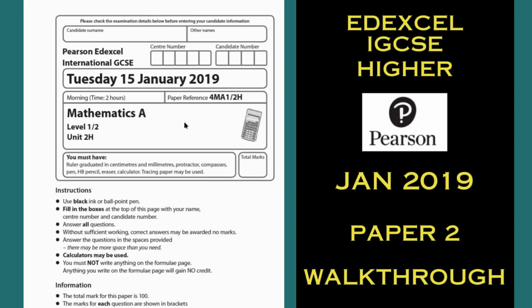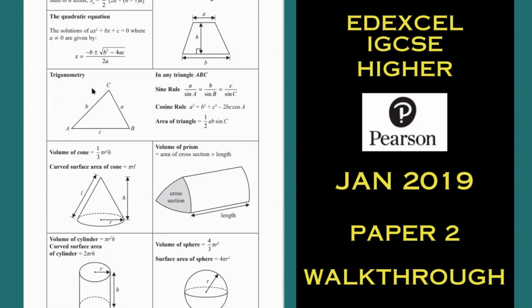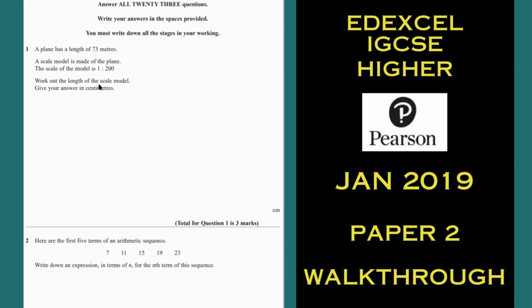So people, welcome to the walkthrough for the Edexcel. It's the GCSE, so be careful on that front. It's the Unit 2H, so it's paper 2. All calcs are allowed and we're in January 2019. Here we go. So, question 1.